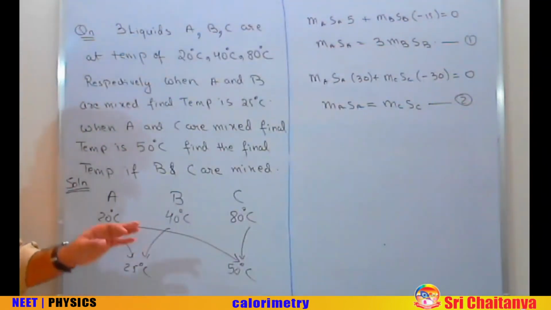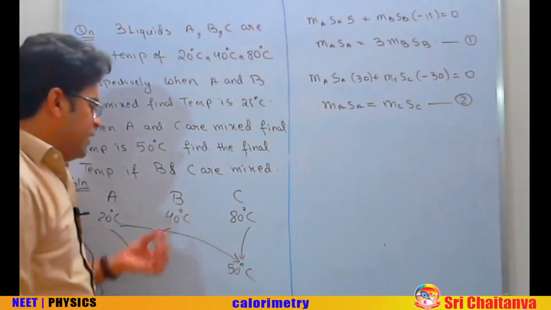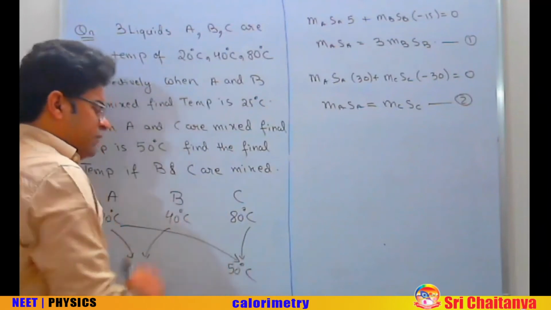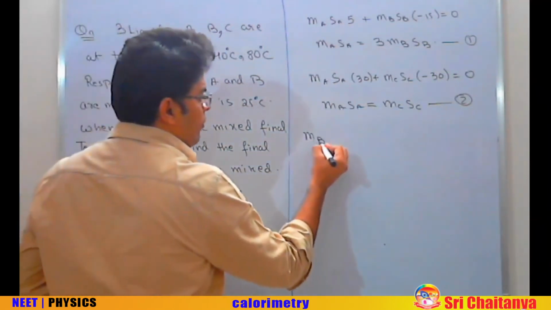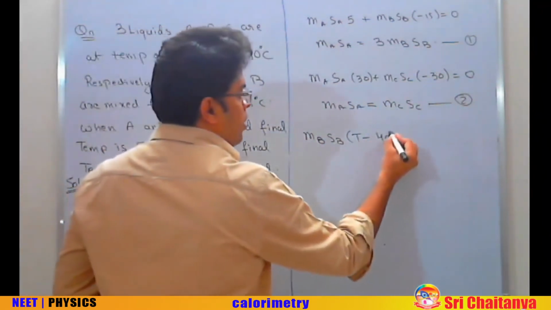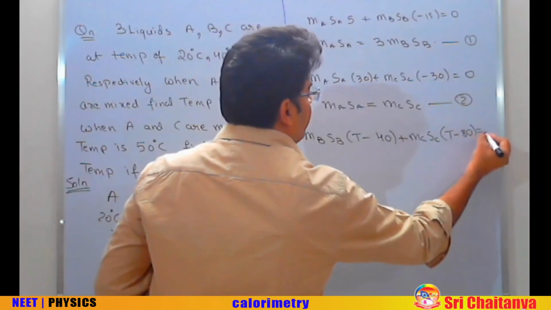Our mission is to find the final temperature if B and C are mixed. Let's say the final temperature if B and C are mixed is T. So if B and C are mixed, we will write the equation as MbSb into T minus 40 plus McSc into T minus 80 equals 0.